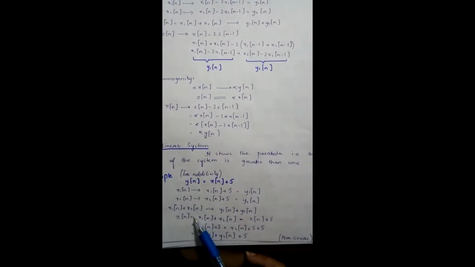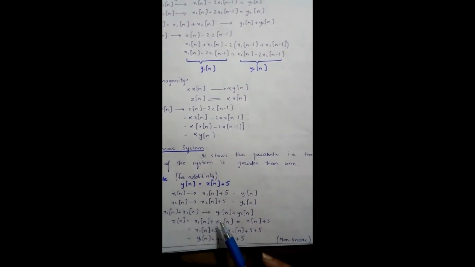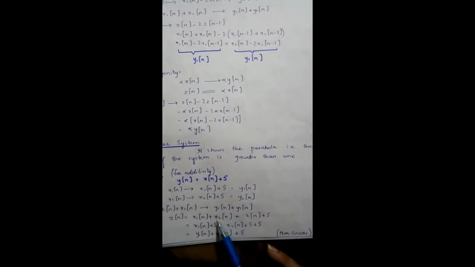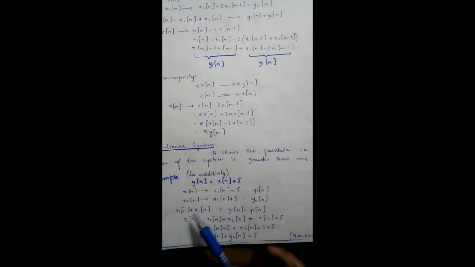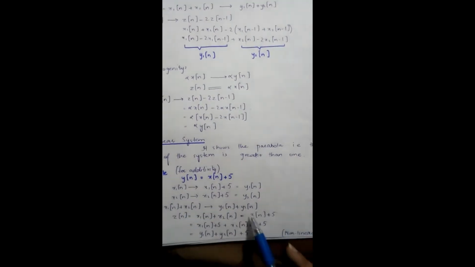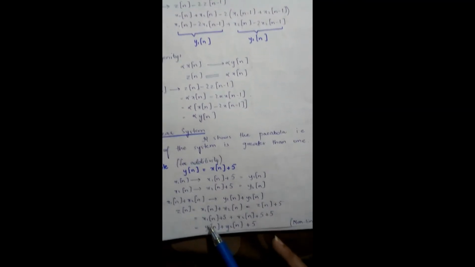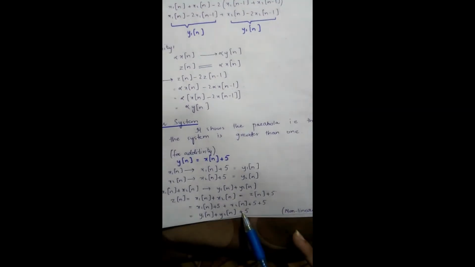Now take the dummy variable that contains the addition of both these variables, x1 of n plus x2 of n, and that is equal to what? x1 of n plus x2 of n is equal to z of n, and z of n plus 5. Now z of n is equal to x1 of n plus 5, x2 of n plus 5, and plus 5 here is this. Now this is y1 of n plus y2 of n. So this shows that it doesn't hold the additive property.